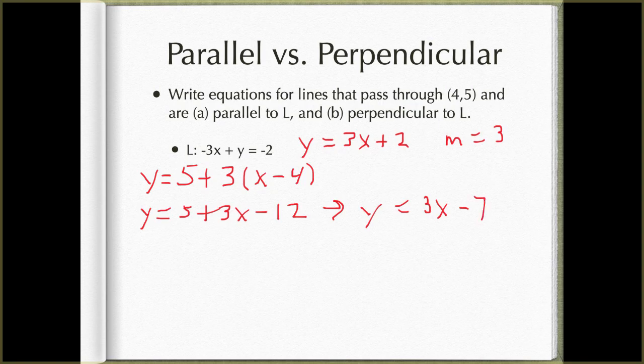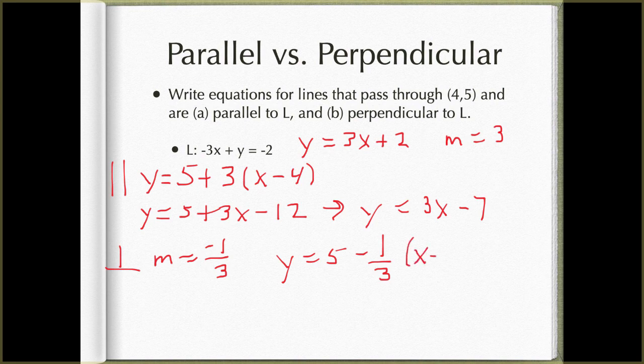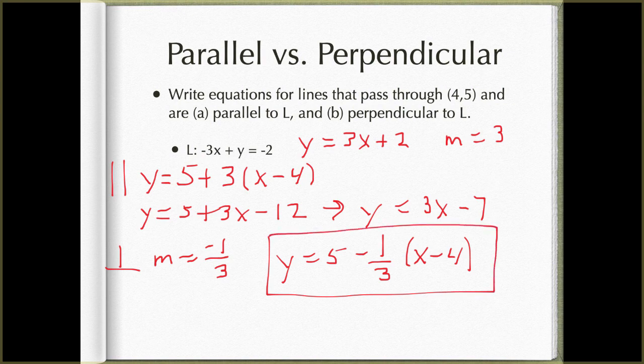So that is for our parallel. And then for our perpendicular, our slope would be negative 1/3. And we can do the same thing. So we have y equals 5 minus 1/3 x minus 4. If I just request a line equation, I do not care what form you put it in. So we have y equals 5 minus 1/3 x minus 4.